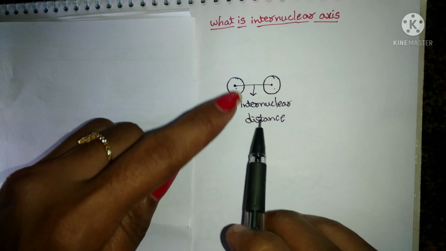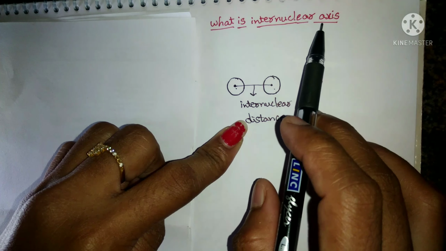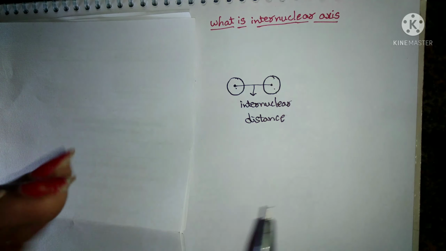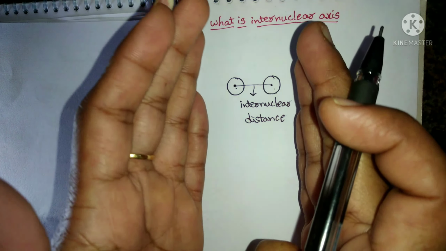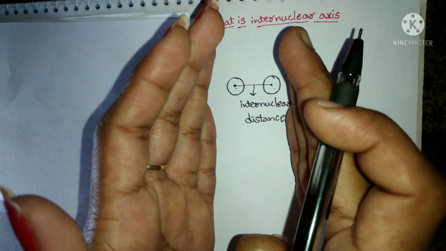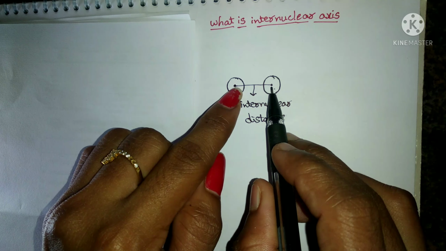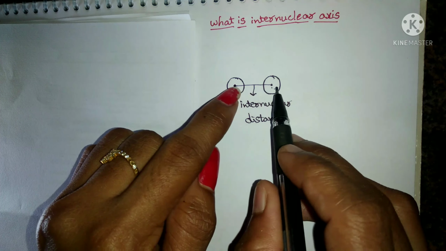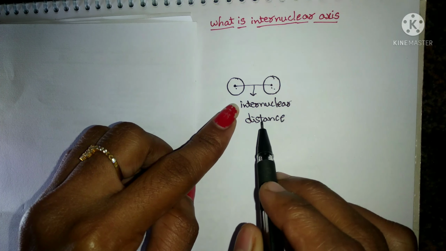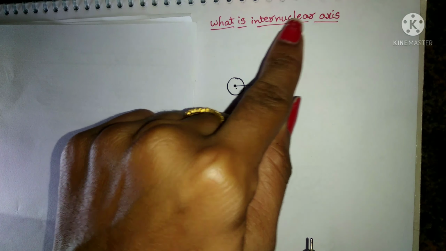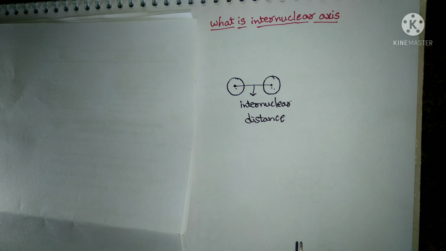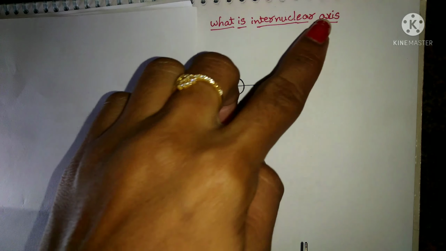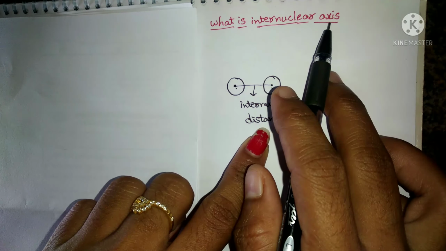Now you have understood the meaning of internuclear distance, but what is the meaning of internuclear axis? Internuclear distance is the space or distance between the two nuclei of bonded atoms, and these two atoms should also be in bonding. Between the two nuclei which are bonded, the distance or space is called internuclear distance. Now what is meant by internuclear axis? Are you getting my point, students? Here distance is different and axis is different.